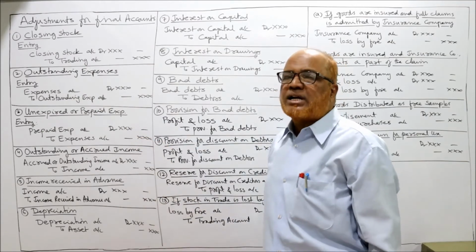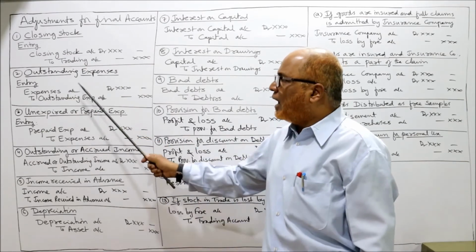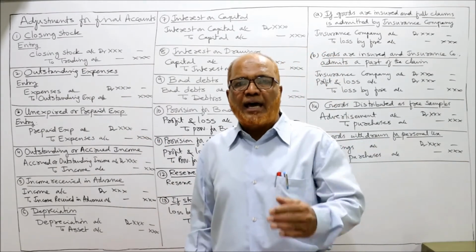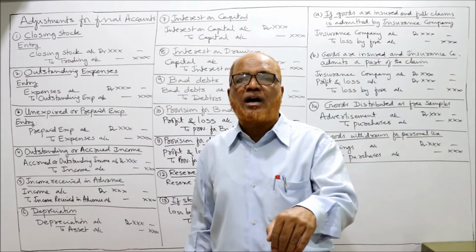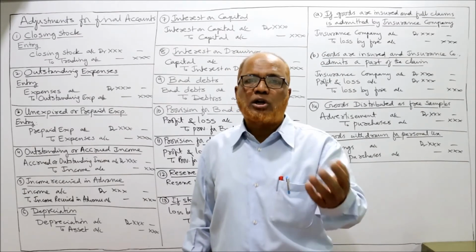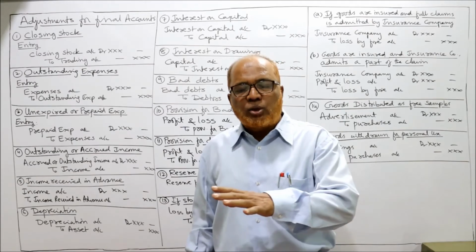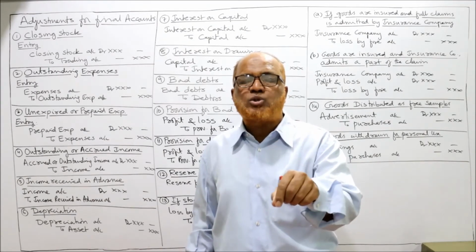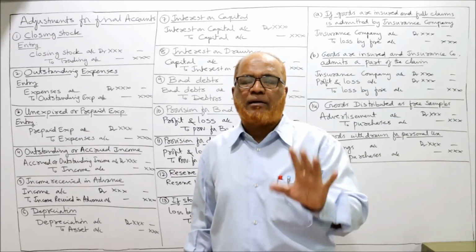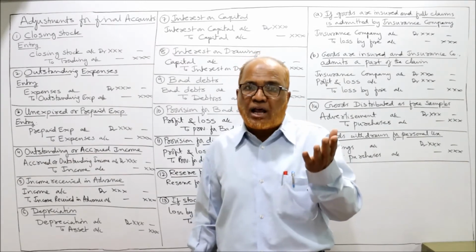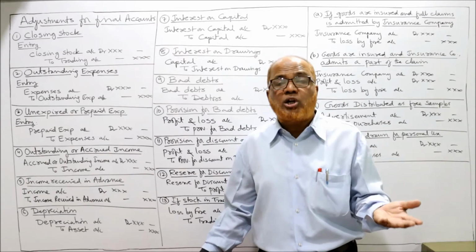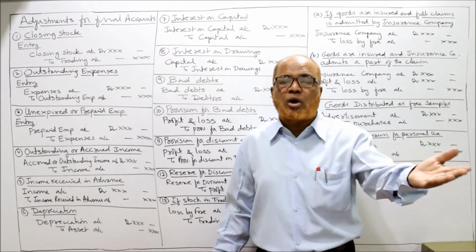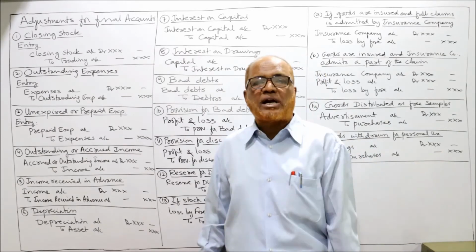Second is outstanding expenses. Outstanding expenses means the expenses which are due for the current year but not paid. For example, the total salary of the current year is 1,20,000, out of which only 1 lakh rupees of salaries are paid. 20,000 of salaries are of the current year but unpaid. The business has not paid this salary. That is called outstanding salary.